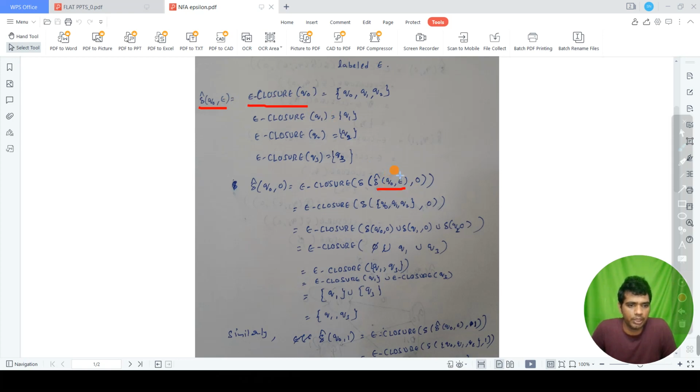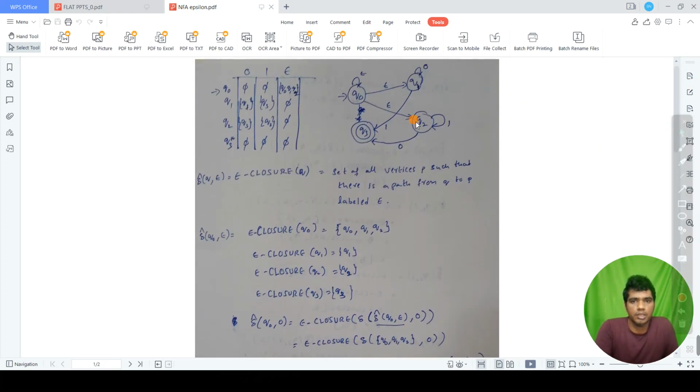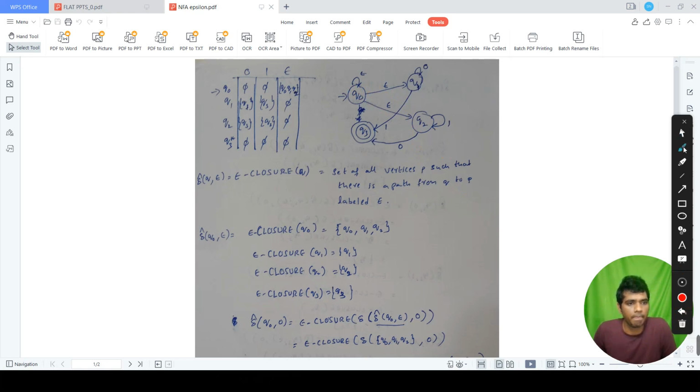That means I have to compute E closure twice. Okay, so first thing I do is E closure, then I apply the input 0, then I'll apply E closure again. Okay, that means what we are trying to do is first we'll check whether there are epsilon transitions. Then we'll apply the input, then again we'll compute the epsilon transitions. Okay, so if you see the diagram again, let me show the diagram. So what we do is first we need to compute epsilon transitions from Q naught. That means E closure.